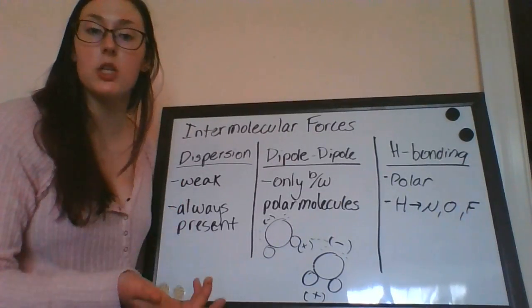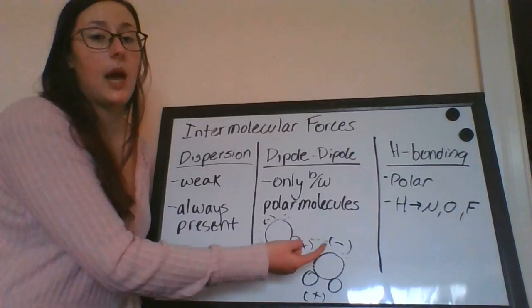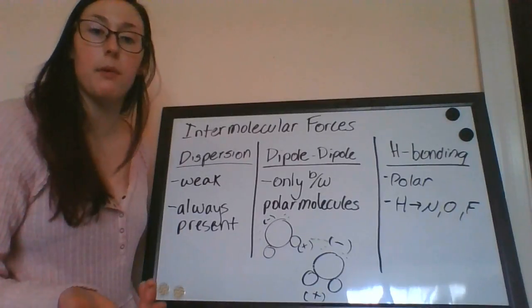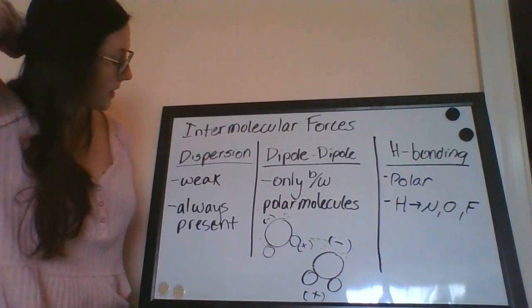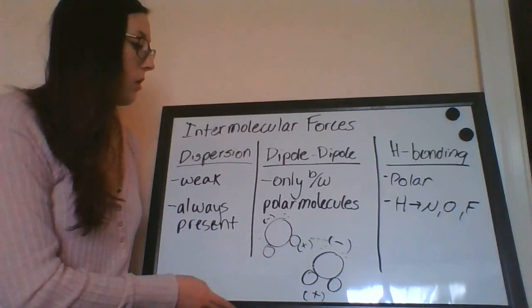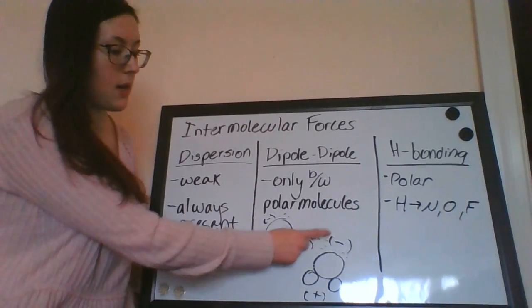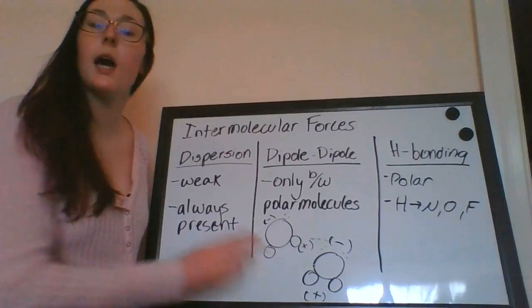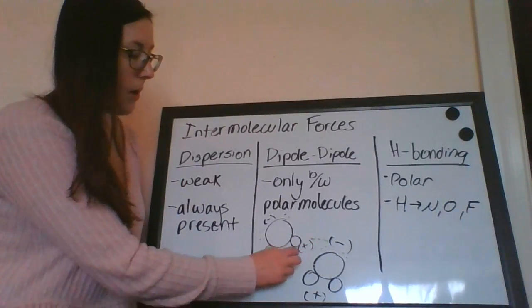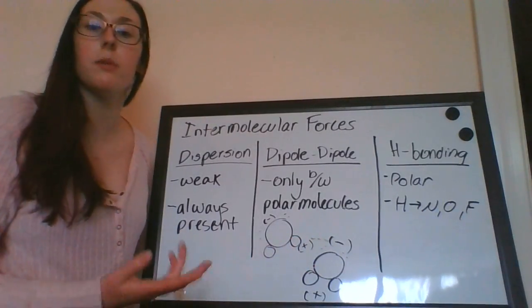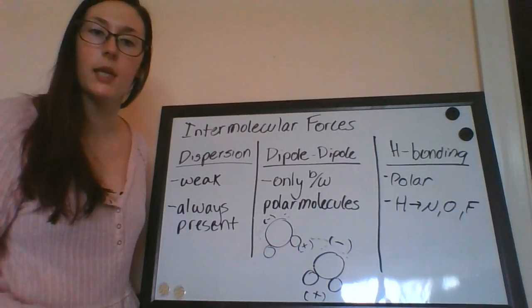The type of interaction that does rely on polarity, though, is dipole-dipole. It only occurs between polar molecules. And a prime example of dipole-dipole interactions is in water molecules. So right here we have two water molecules. There's a negative and a positive end, and then a negative and a positive end. Now, as you can see right here, the positive end of this one and the negative end of this one are interacting with each other because of the principle that opposites attract.